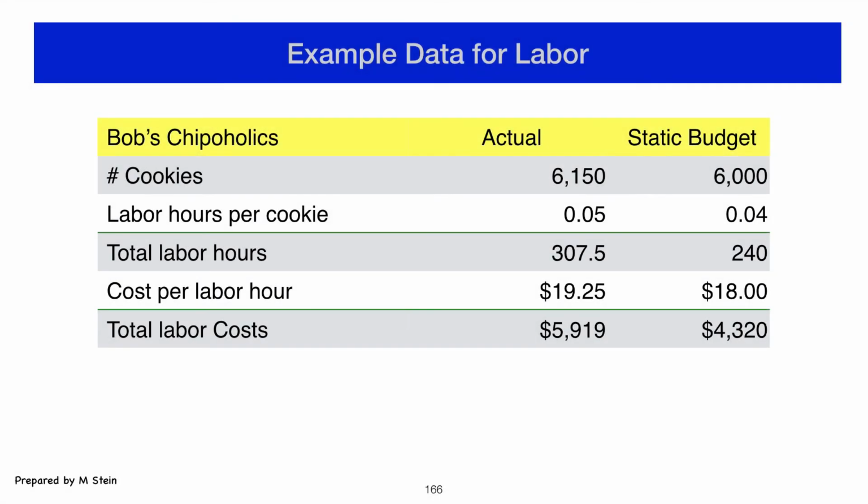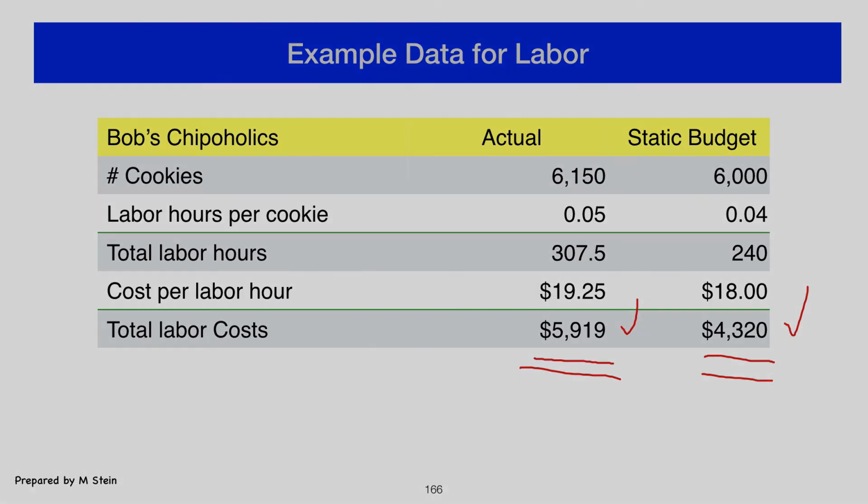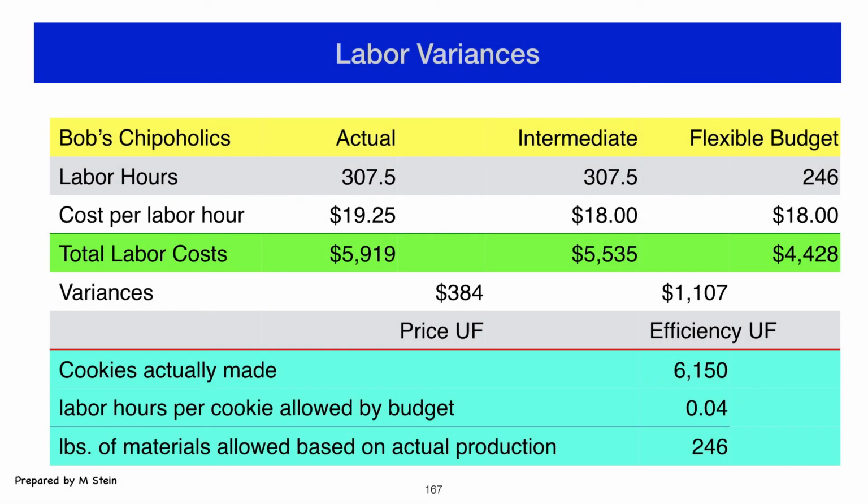Here is the data we can use for labor hours to calculate variances. We have a column of actual labor hour outcomes, and we have the static budget based on a plan to make 6,000 cookies. As you can see, the total labor costs, $5,919, are greater than the static budget of $4,320. Let's run through the labor variance.